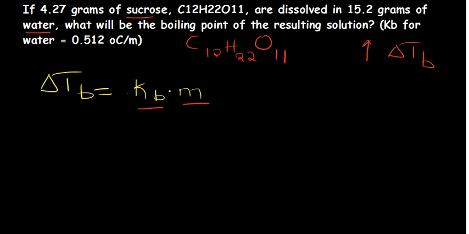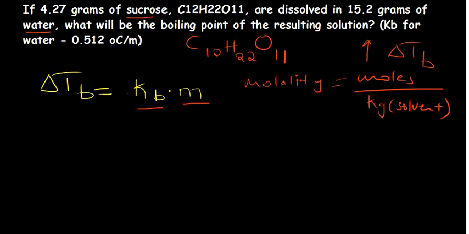So how do you find m? Now m, which stands for molality, is basically moles of solute divided by the kilograms of the solvent, so the mass of the solvent. Now in this case our solvent is water. A good part is we already have the mass of water. We just need to convert it to kilograms. Now do we have the number of moles of our solute?